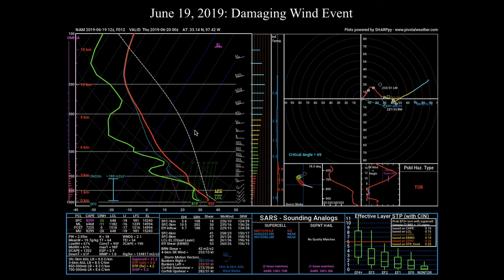But that's going to do it for another feature that you can look for before I wrap this up. Just like with tornado events, ideally you want to see a very steep lapse rate near the ground level, which will help accelerate those downdrafts downward.